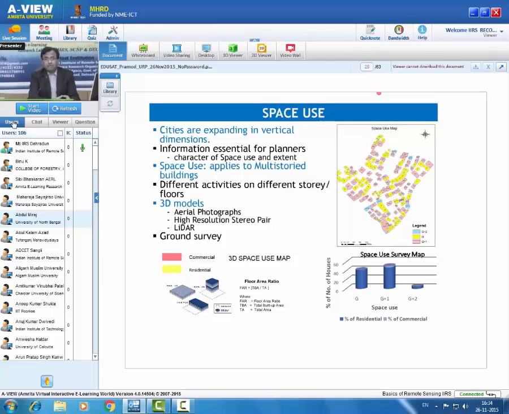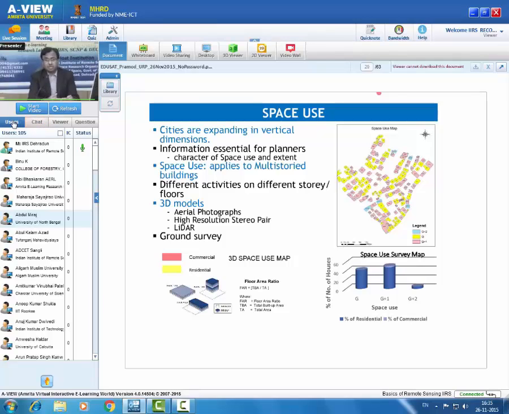Now let us look, having understood the technology and data sets available, and I believe you also understand the interpretation methods, at what the various applications are. I will demonstrate some of the applications in urban and regional planning subsequently. At the beginning, in urban areas both 2D and 3D have relevance. Why? Because we want to understand the space use, because space is limited. That means land area is limited, so we have to optimally utilize it.